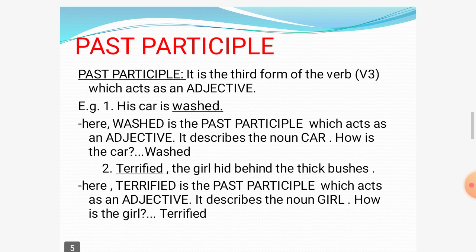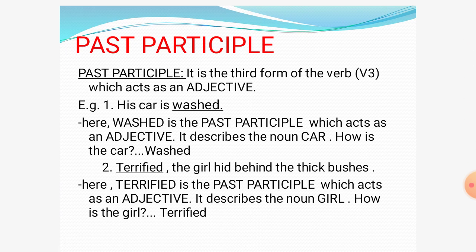Now, we will talk about past participle. Past participle. It is the third form of the verb which acts as an adjective. His car is washed. Here, washed is the past participle which acts as an adjective. It describes the noun car. How is the car? Washed. So, washed is adjective here which is describing car. So, it is acting as a past participle in the sentence.